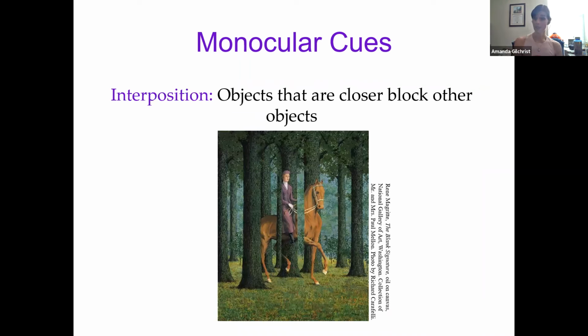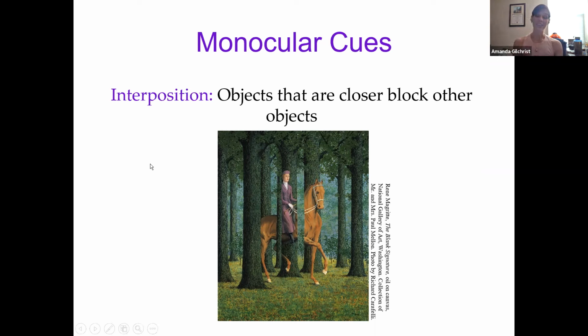Another monocular cue that we have is what is called interposition. Objects that are closer to us will block objects that are farther away. So for example, if you can see in the little corner of the screen, me in my office, you can see that my plush Gritty is partially blocked by my shoulder. And that's because Gritty is farther away from me, and so I'm blocking my plush toy.